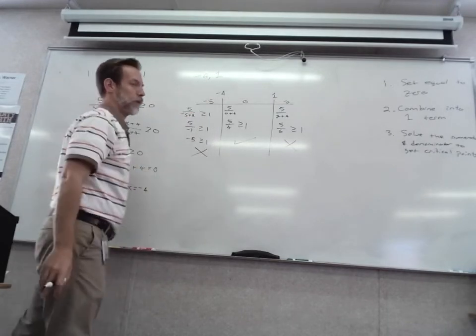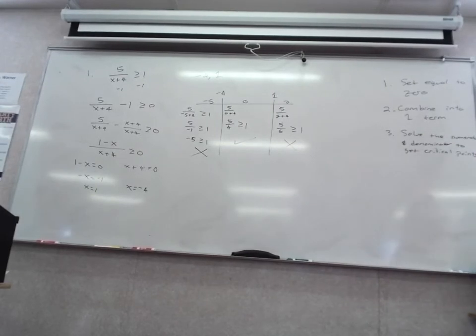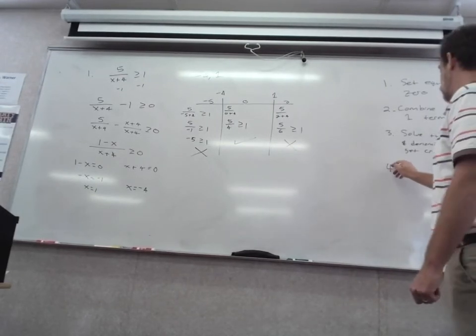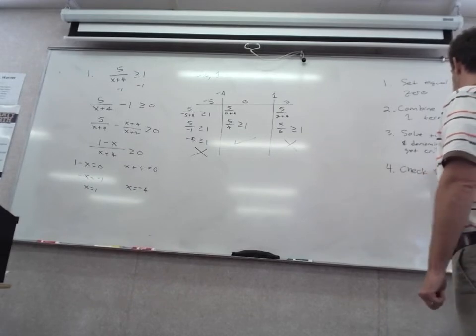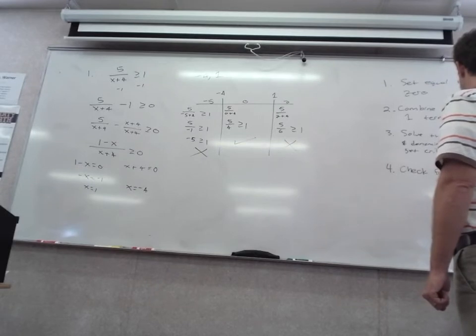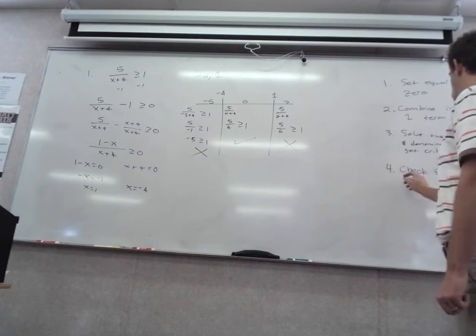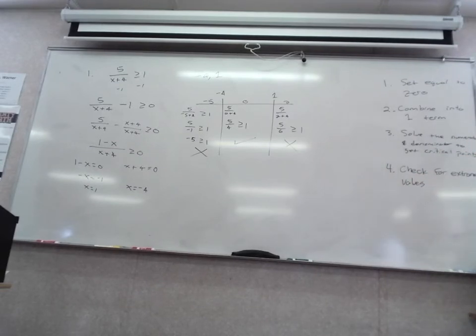Now, with the rational equations, there's one other thing that's a little bit different. This is what you have to be careful on, that we're going to have to check for extraneous values, or check for excluded values. And so what that means is the two numbers I get, negative 4 and 1, would either one of those make the denominator 0? Negative 4 would.